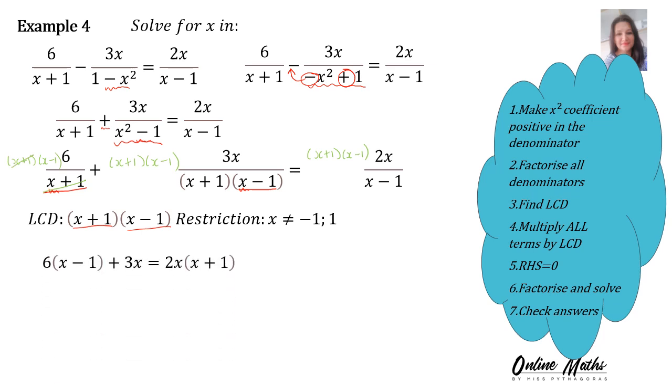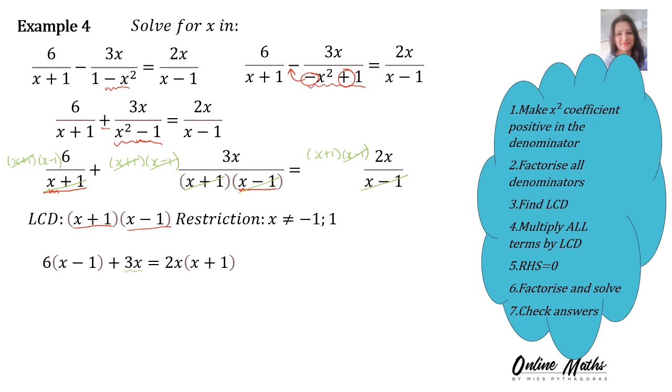I'm left with 6 bracket x minus 1. And then on the second term, x plus 1 and x plus 1 will cancel, x minus 1 will cancel, and I'm left with only 3x. And here on the right-hand side, x minus 1 will cancel, and I'm left with 2x bracket x plus 1.